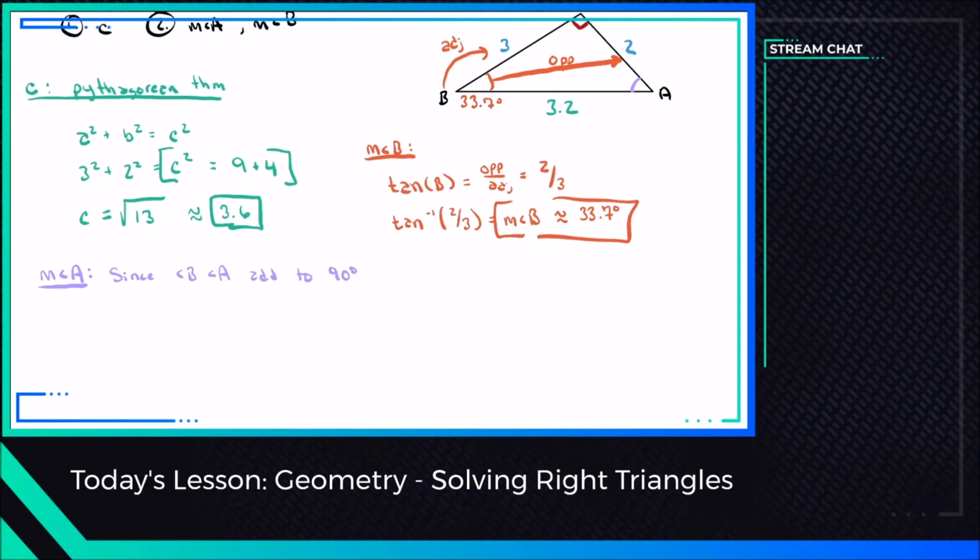now for A. So the measurement of angle B is going to be 33.7, plus the measurement of angle A, and their total is going to be 90 degrees. So subtracting 33.7 across, we get that the measurement of angle A is equal to 56.3 degrees. Approximately equal to, that is.